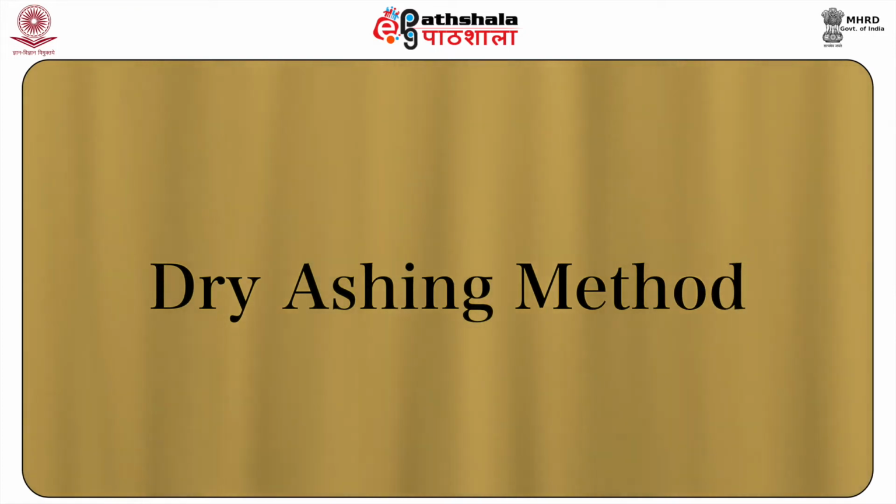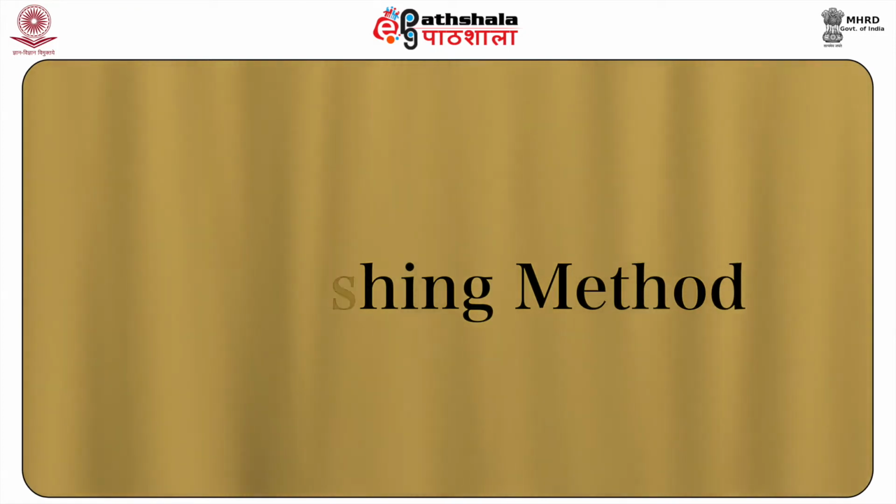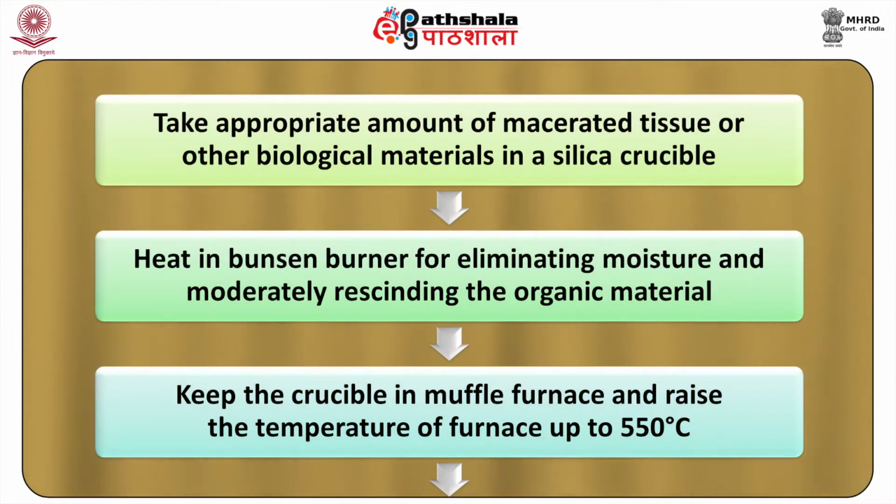So first here is the dry ashing method. In this method, an appropriate amount of macerated tissue or other biological material is taken in a silica crucible and heated in a Bunsen burner for eliminating the moisture and moderately reducing the organic material. Then the crucible is kept in a muffle furnace.